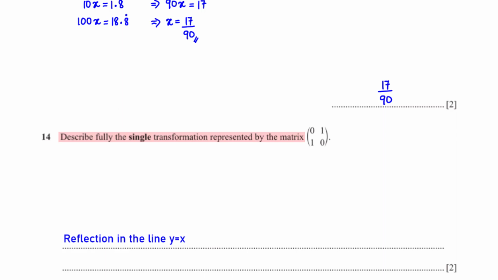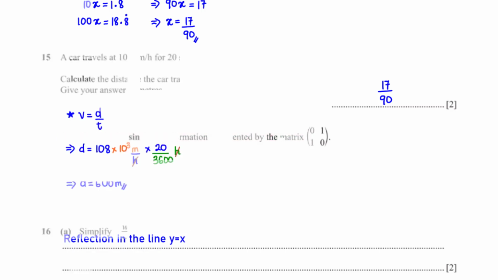Describe fully the single transformation represented by the matrix 0, 1, 1, 0. The matrix represents the transformation, reflection in the line y equals x.